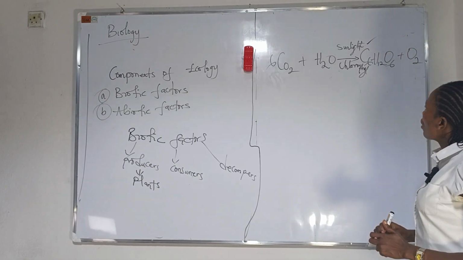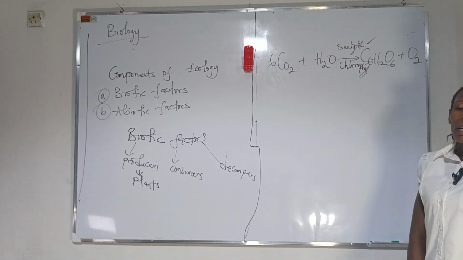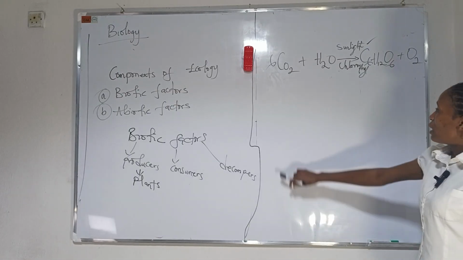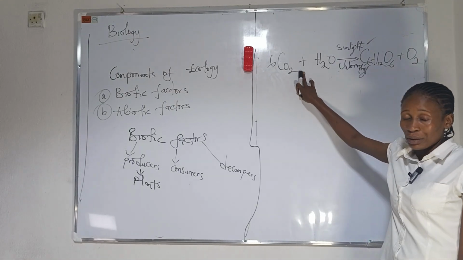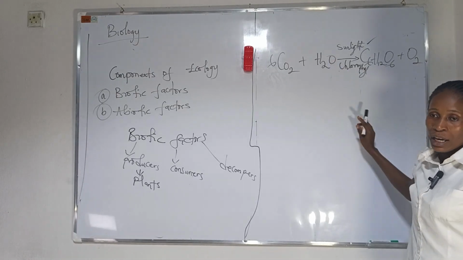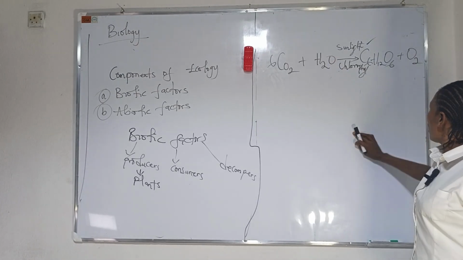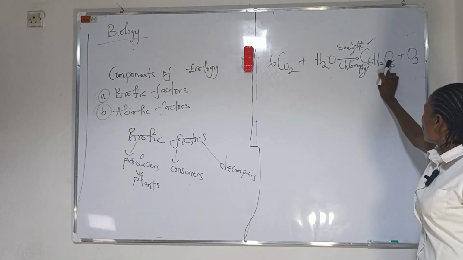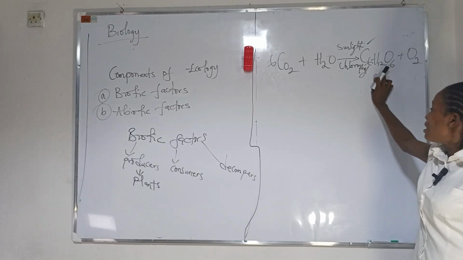I come over to oxygen. How many molecules of oxygen am I having here? I am doing 6 times 2, which is 12. Plus 1 here, which is 13. Here, how many am I having? I am having 6.